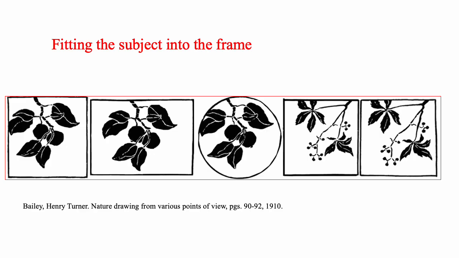Let's look at these examples of fitting the subject into the frame. So which one of these two do you think looks the best? According to Bailey, and I agree, it's this one. Has the best spacing. The apple tree doesn't seem to fit very well in this rectangle. But it harmonizes the best with the circle because of its curved edges.